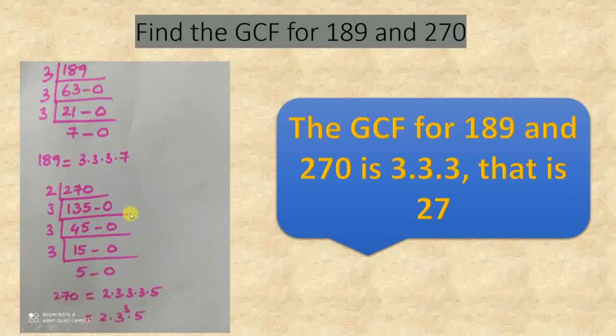Now if you verify both the lists, 2 is not present in both the lists. So you cannot select 2. Whereas 3 cube appears in both the lists. So you have to select 3 cube. And what about 5? It doesn't appear. And what about 7? It doesn't appear in both the lists. It appears only in one list. So you have to select only 3 cube. And what is 3 cube? 27. So 27 is the greatest common factor for 189 and 270.